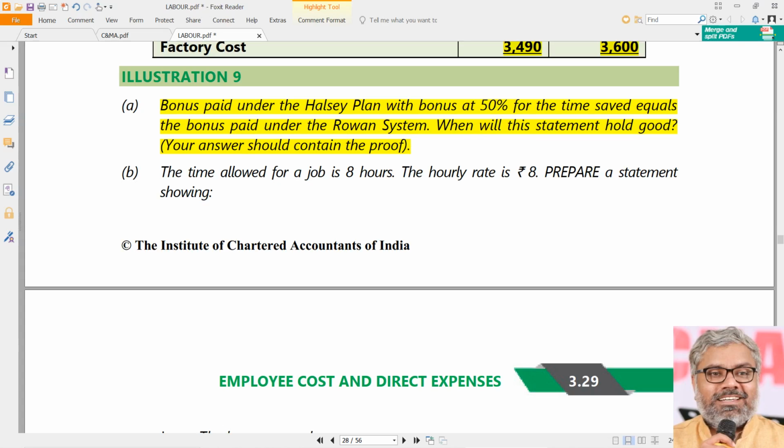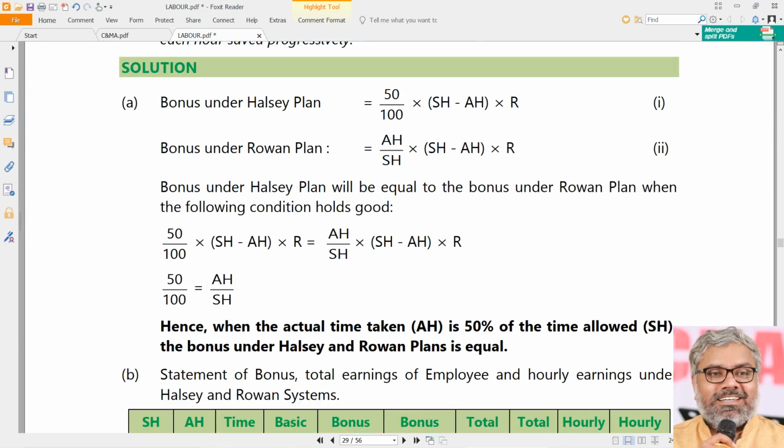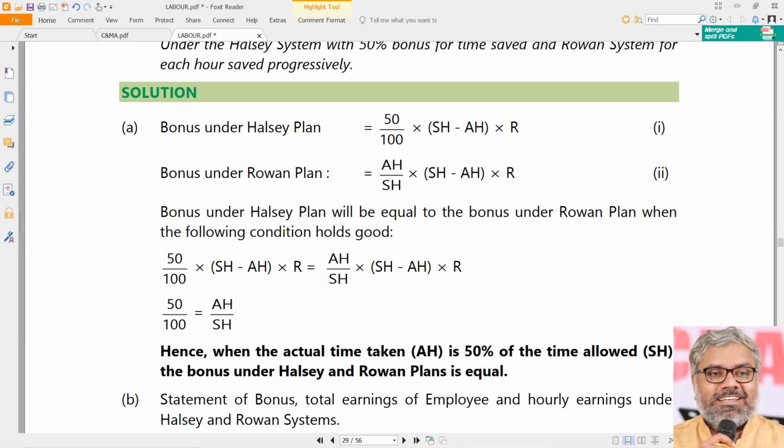So what he says is bonus under Halsey plan with bonus at 50%. Naturally, he did not tell that, but we know that Halsey plan is a 50% plan. So 50% of time saved is equal to the bonus paid under Rowan. And when will that happen? He's asking, when will that happen? That's what you should identify here. Under a Halsey plan and Rowan plan, we have these two things to be equal.